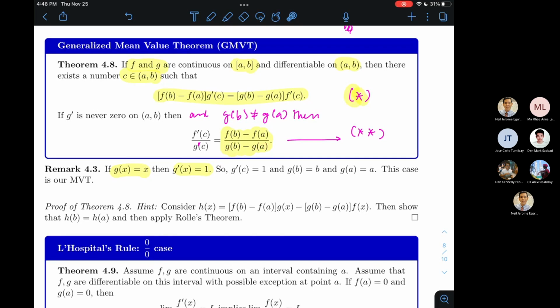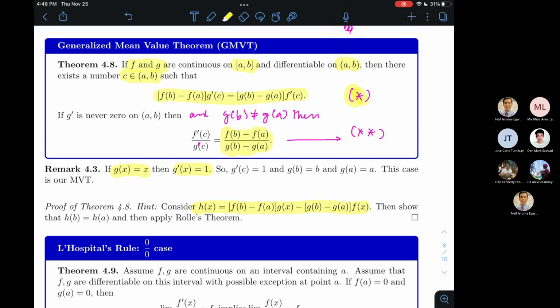Okay? Now, paano natin ipoprove itong GMVT? Now, makiki-ride on ulit tayo sa Rolls Theorem. Pero this time, ito yung clever trick na gagamitin natin. Okay? So we will consider h to be the function f of b minus f of a times g of x minus g of b minus g of a times f of x. Alright? Tingnan natin kung bakit yan yung piniling function na paglaruan.